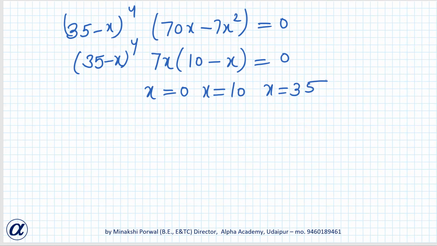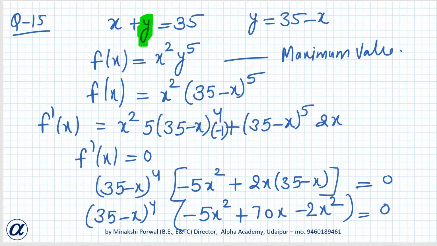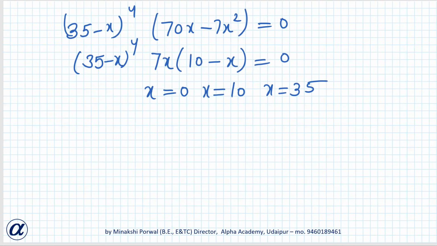Now as we have to obtain the maximum value, if x is 35 then y will be 0, because x plus y is 35, and if y is 0, this value will be 0. So that cannot be the maximum value. And if x is 0, then also that value will be 0. So we'll first of all check x equals 10.